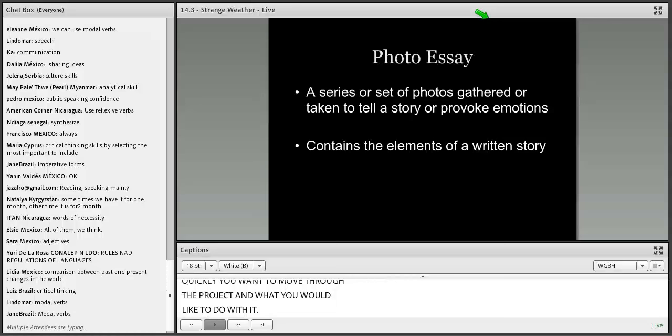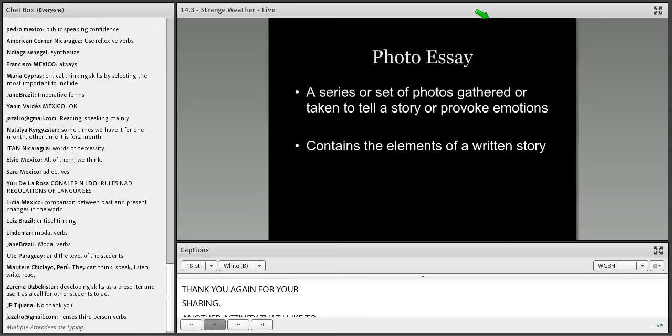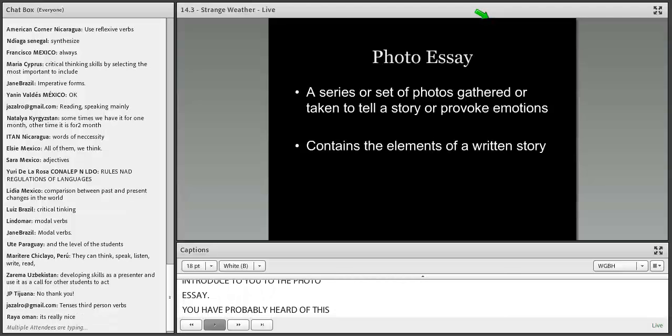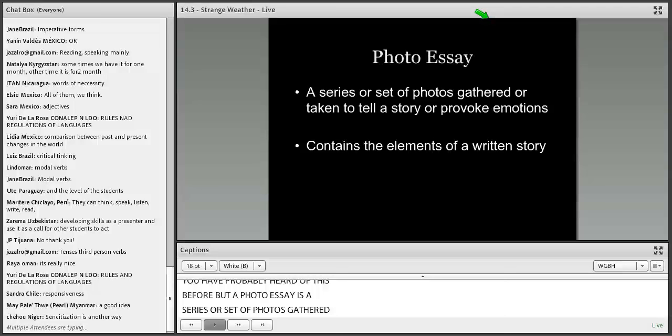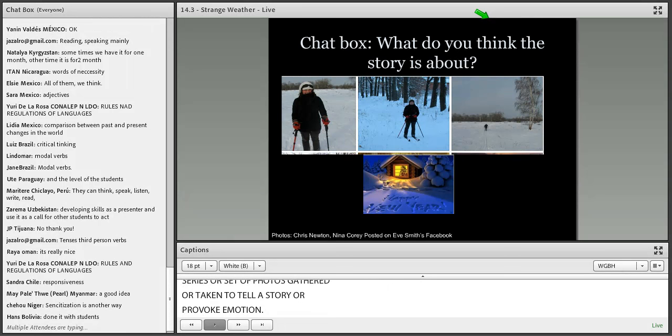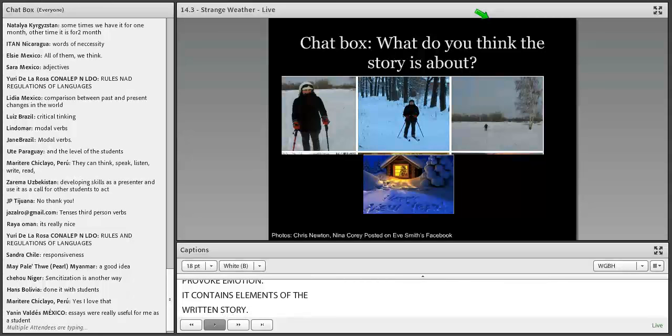Another activity that I'd like to introduce to you is the photo essay. You have probably heard of this before, but a photo essay is a series or set of photos gathered or taken to tell a story or provoke emotion. It contains elements of the written story. So here I've created a photo essay for you. In the chat box, could you tell me what you think the story is about?